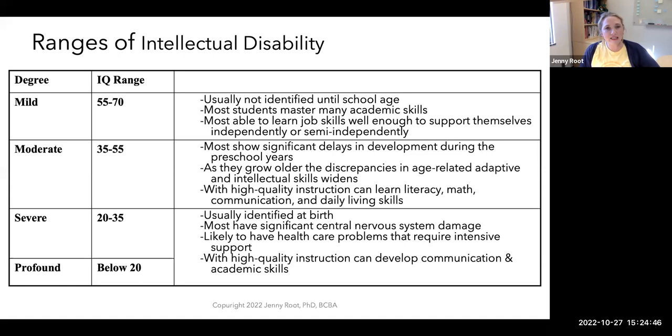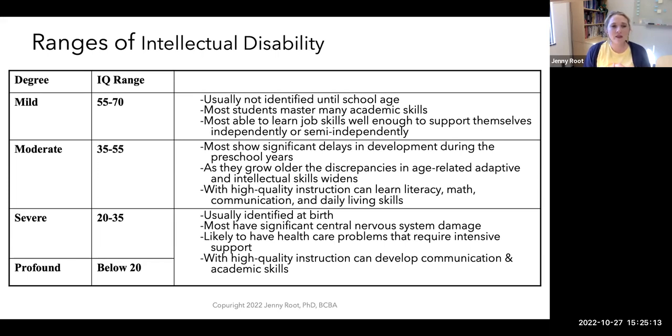Individuals with a moderate intellectual disability are going to show significant delays in development during those preschool years. So often we are going to identify them, especially with child find advancements. And as they grow older, those discrepancies in adaptive as well as cognitive skills are going to widen, right?